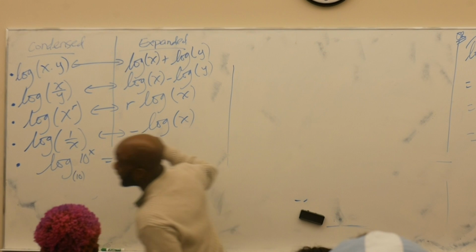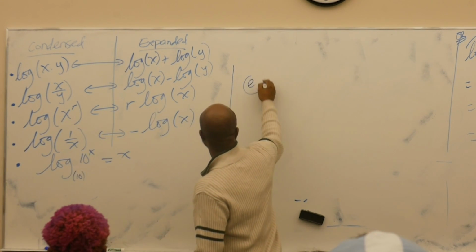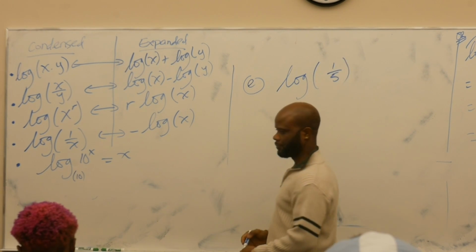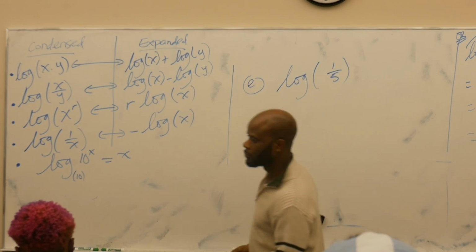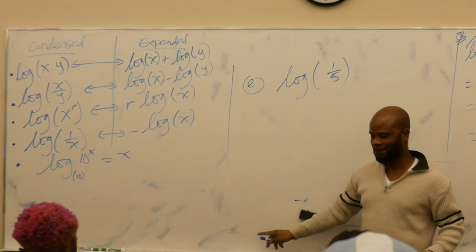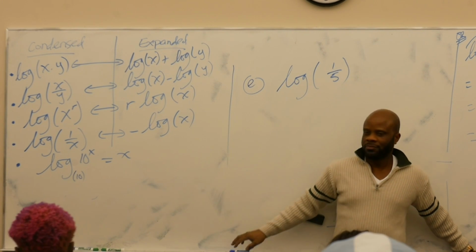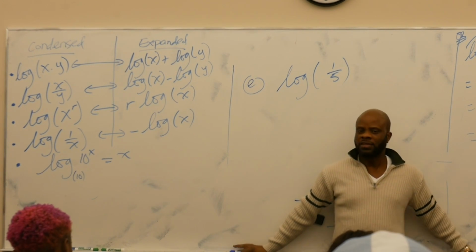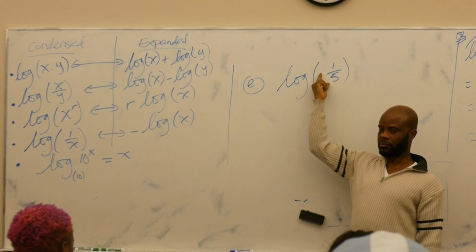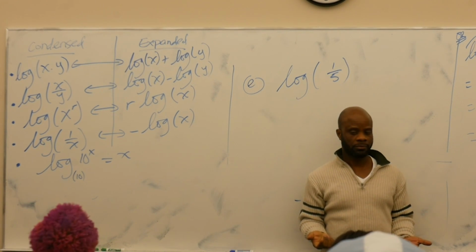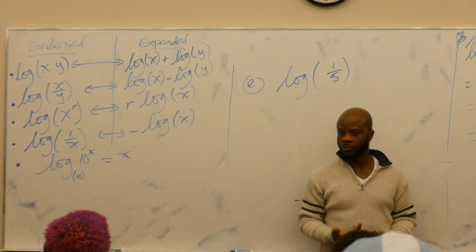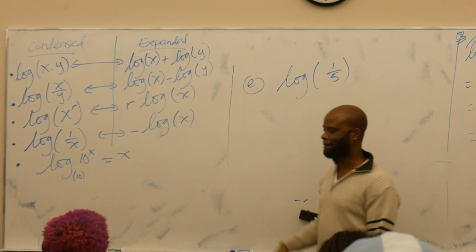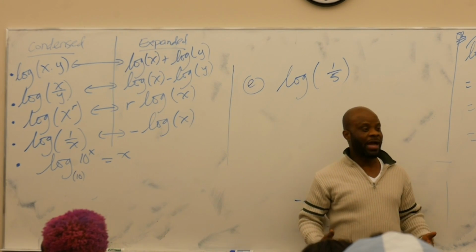Okay, so let's do E. E wants us to find the log of 1/5. Good. But can somebody see it another way? She says we could do this. This is a division, because fractions are division technically. It's 1 divided by 5. So she's saying that we could apply this property as the log of 1 minus the log of 5.